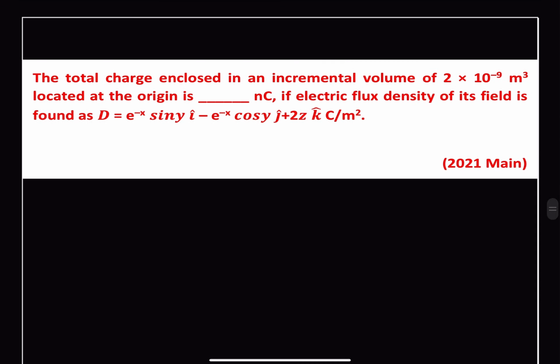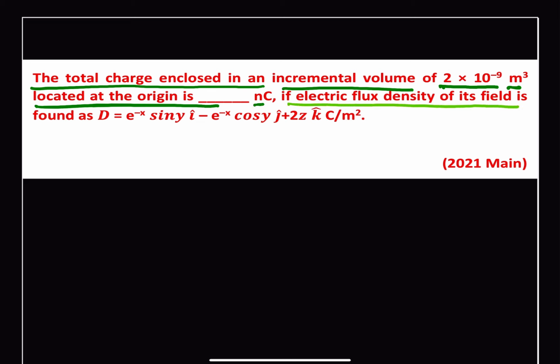We are given the total charge enclosed in an incremental volume 2 into 10 to the power minus 9 meter cube located at the origin is dash nanocoulomb. If the electric flux density of its field is found as D equals e raised to the power minus x sine of y i unit vector minus e raised to the power minus x cos of y j unit vector plus 2z k unit vector coulomb per meter square.